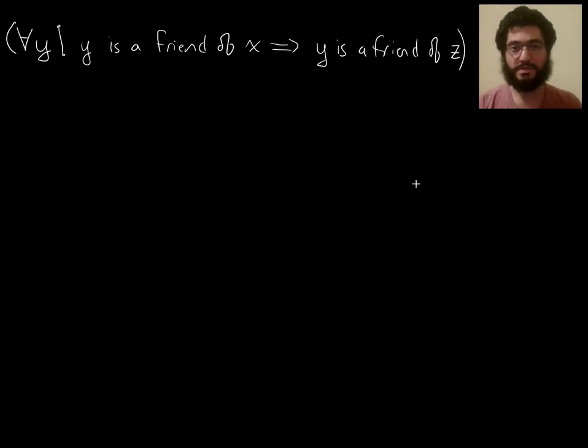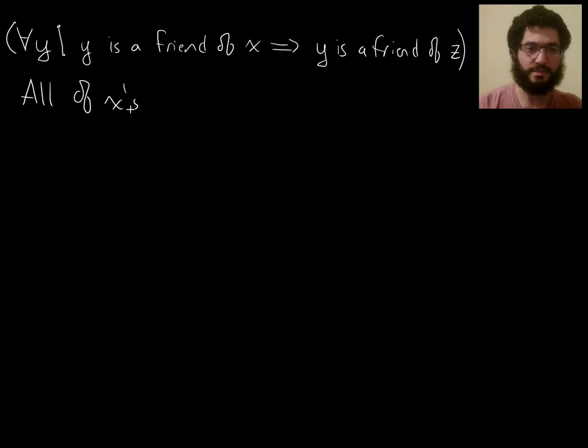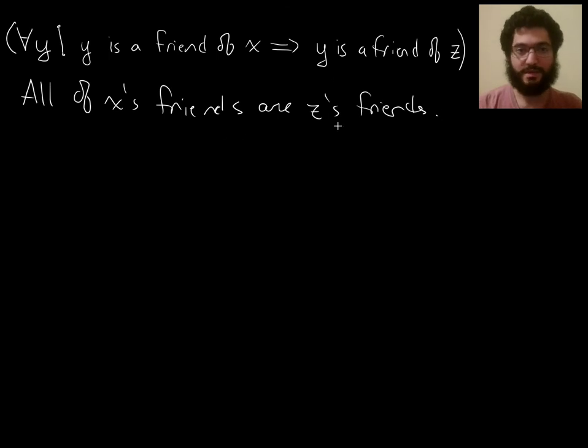But in reality, it's only about x and z, and y is not involved because, well, look at how you can express this in plain English. This is just another way of saying all of x's friends are z's friends. And you see, there's no y. There's no y mentioned here. You could replace all the y's up here by some other dummy variable and it would not change the meaning.